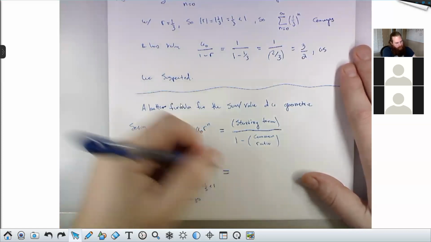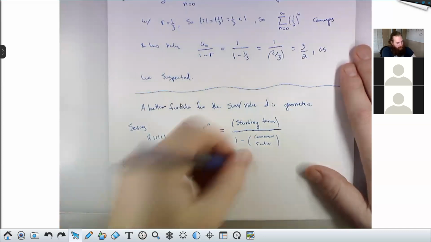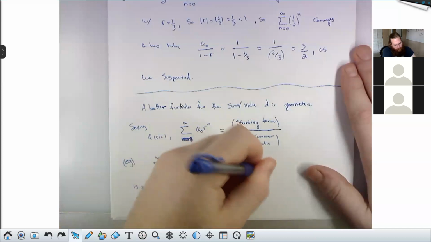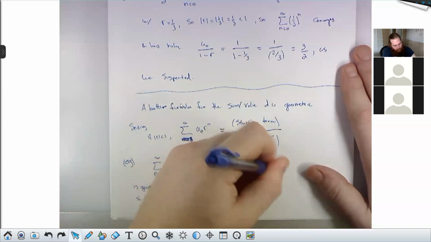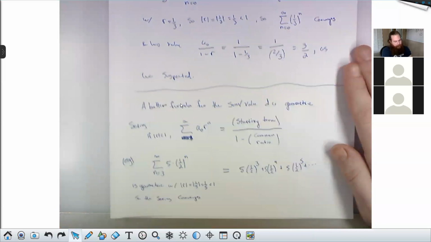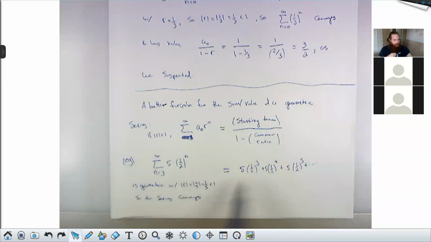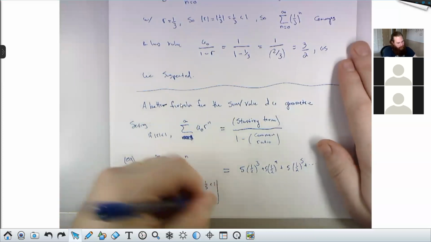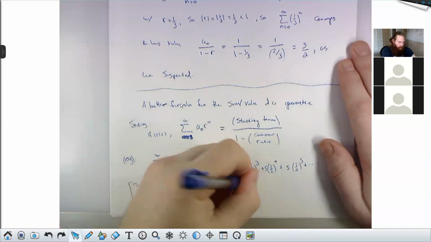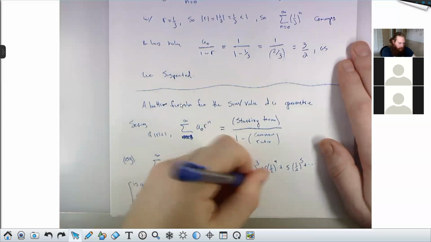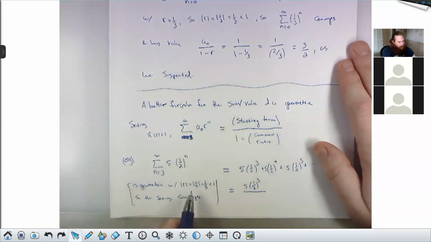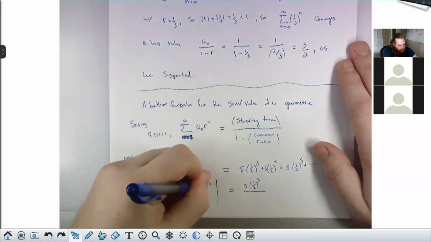And the value should be the starting term over 1 minus the common ratio. Well, what is the starting term? This is like 5 times 1/2 cubed plus 5 times 1/2 to the 4 plus 5 times 1/2 to the 5th, and so on. That's what this sigma notation expands as. And so according to my formula, that should be the starting term, which is 5 times 1/2 cubed over 1 minus the common ratio. I just realized I messed up here. The common ratio is 1/2, not 1/5. Sorry.